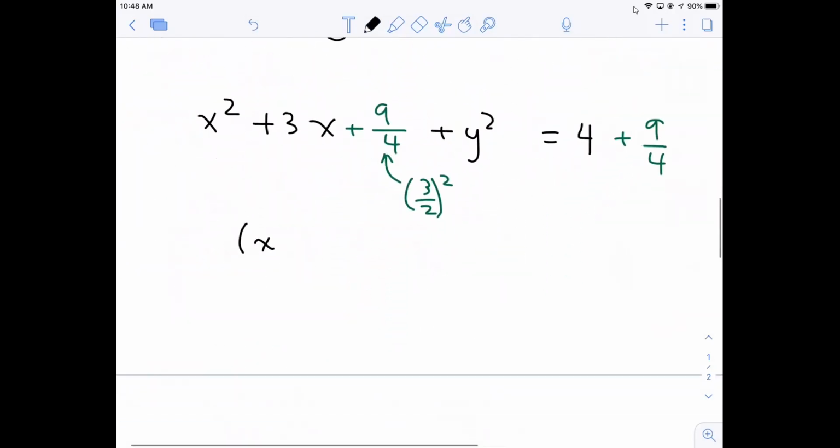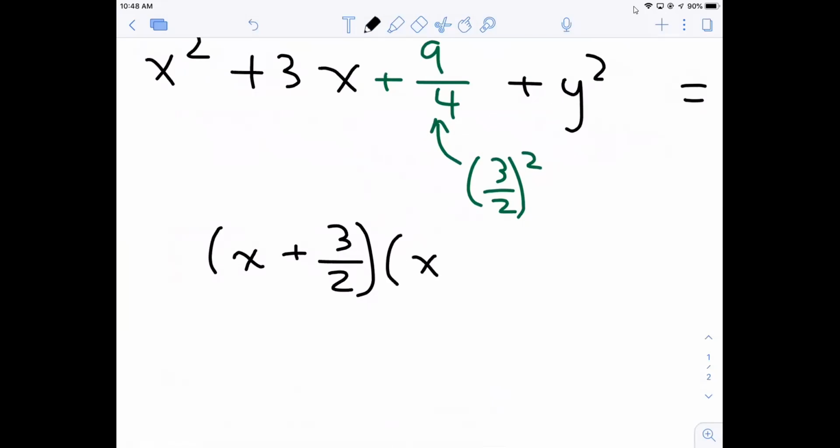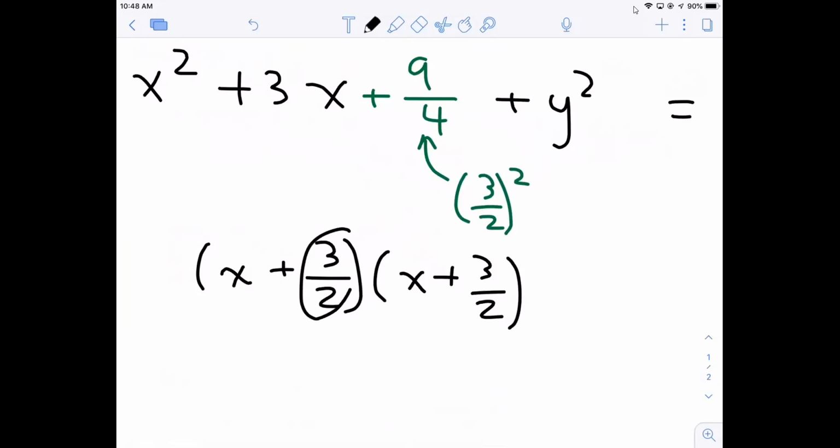So if you think about it, our b value again is 3, right? 3 over 2 is just 3/2. That is how it's going to factor, right? X plus 3 over 2 times x plus 3 over 2. All right, we can think 3 over 2 times 3 over 2 is 9 over 4. And then 3/2 plus 3/2, isn't that just 3?